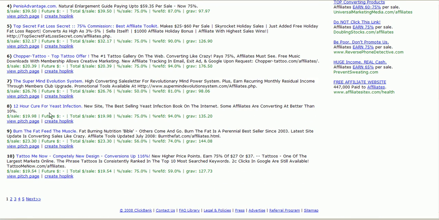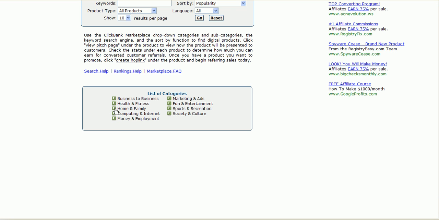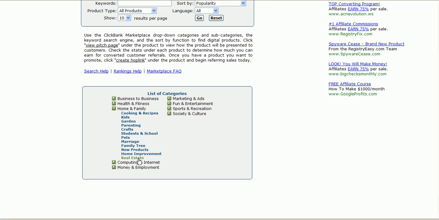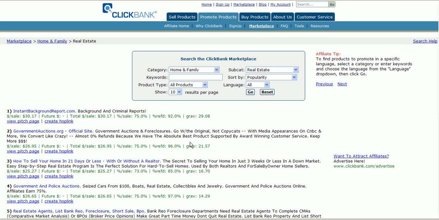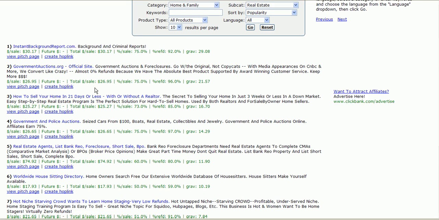You've also got a cure for yeast infection. You've got things talking about more fat loss and more burning fat and gaining more muscle mass. So those are about personal image. And we can just go ahead and click back here, and let's look under home and family. You've got a real estate category. Let's see, instant background report, how to sell your home in 21 days or less without a realtor. That might be popular. Just a lot of different products.